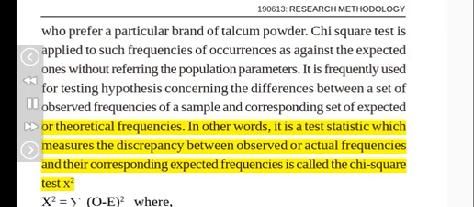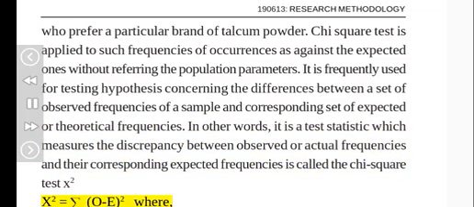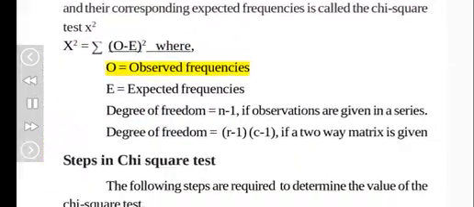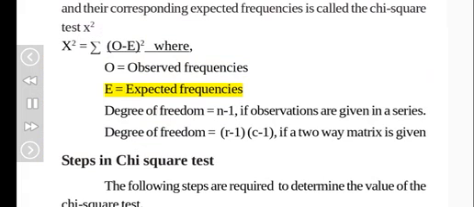In other words, it is a test statistic which measures the discrepancy between observed or actual frequencies and their corresponding expected frequencies, called the chi-square test, X2. X2 equals sum of (O minus E) squared over E, where O equals observed frequencies, E equals expected frequencies. Degree of freedom equals n minus 1 if observations are given in a series.